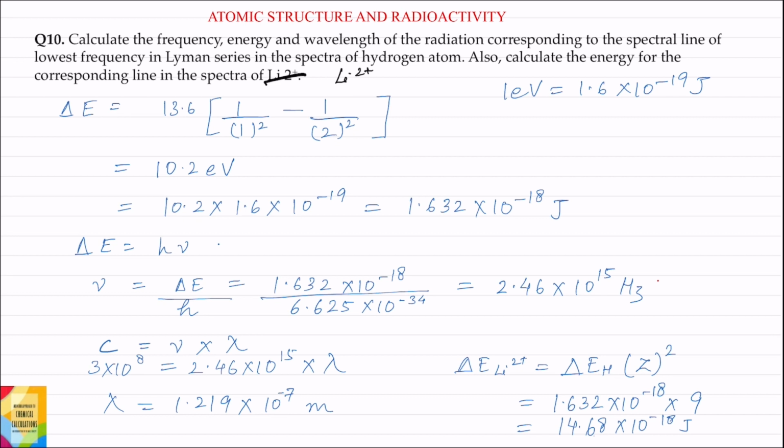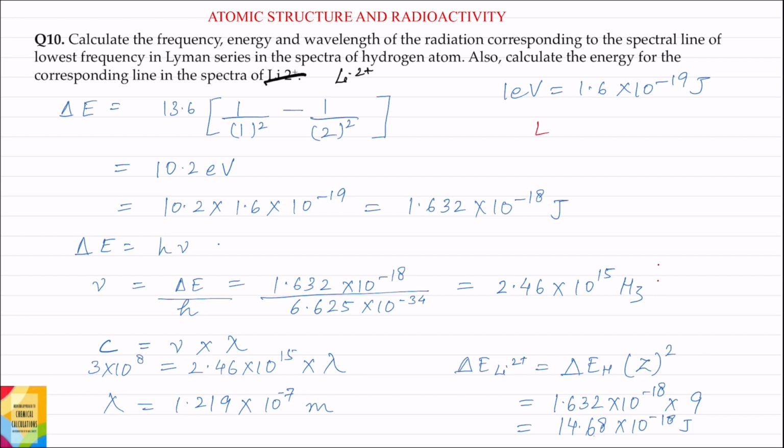Question 10. Calculate the frequency, energy and wavelength of the radiation corresponding to the spectral line of lowest frequency in Lyman series in the spectra of hydrogen atom. Also, calculate the energy for the corresponding line in the spectra of lithium ion.